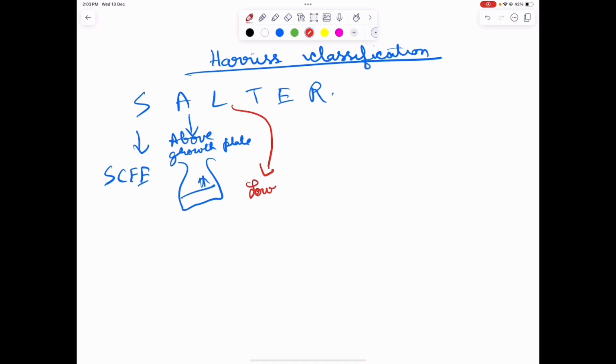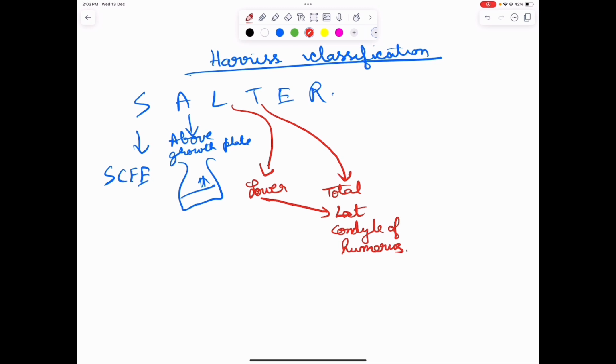Then L, it is occurring lower, and T, total. Now here is a cross mnemonic that you have to remember: lower, L, is not associated with L, that is lateral condyle of humerus. And in total, it does not go with T, that is Tillaux fracture.